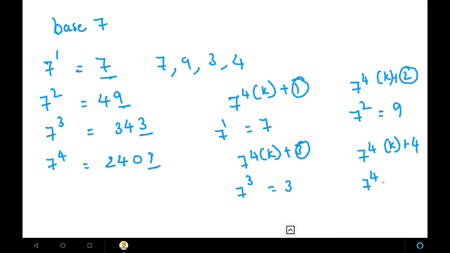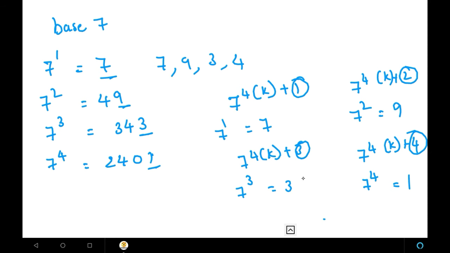If the remainder is 4, it is 7 power 4. 2401 is there, but still we consider only the unit digit, so it will be 1. So 7, 9, 3, 1. If the remainder is 1, then it is 7. If the remainder is 2, then it is 9. If the remainder is 3, then it is 3. If the remainder is 4, then it is 1. When the exponent is divided by 4, with remainder 1, 2, 3, 4, the units place values are 7, 9, 3, 1.